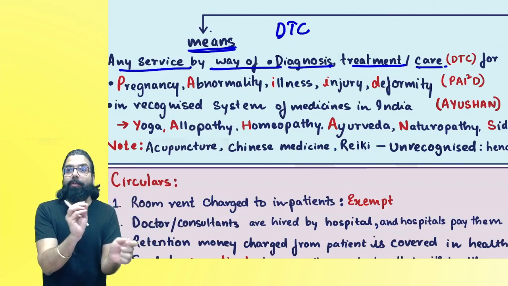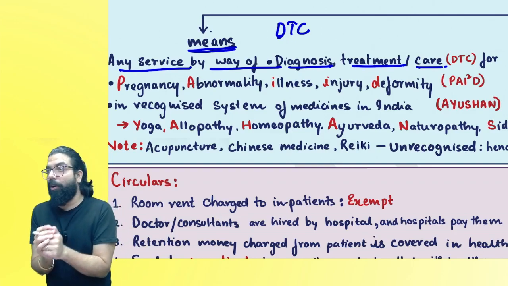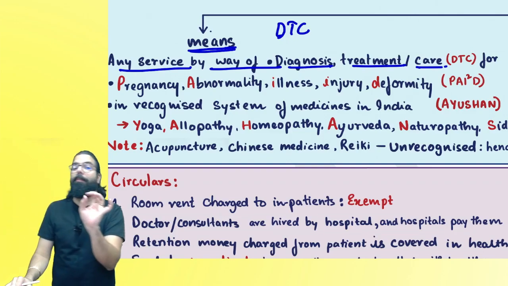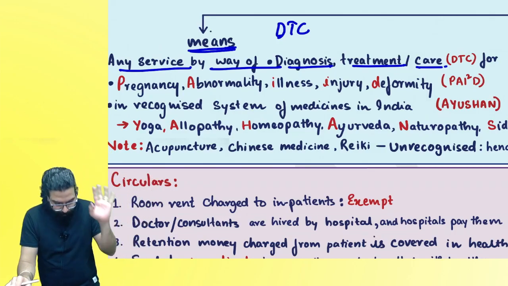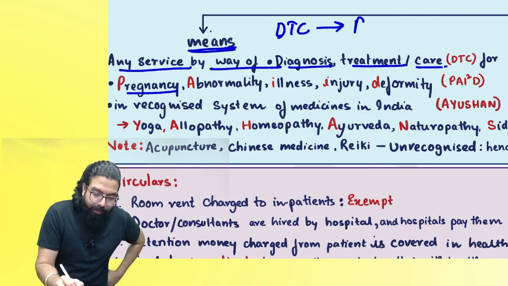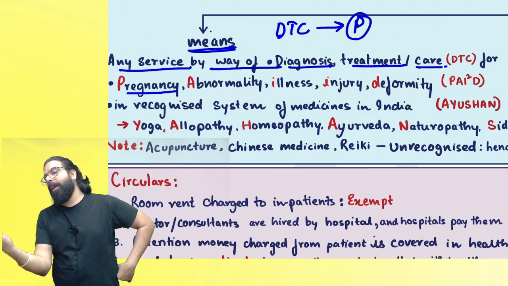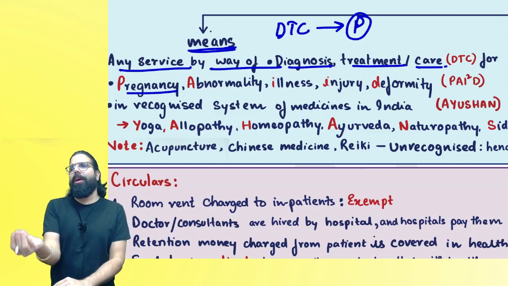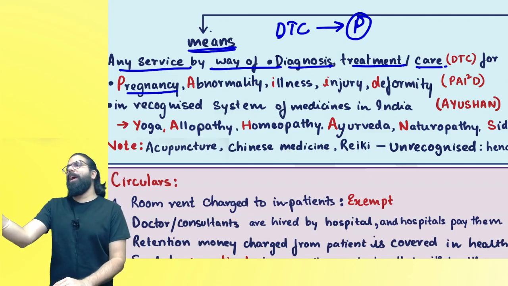Care will be taken, the nurse will come, they will put the thermometer, correct or not, everyone? So care will also be done. Diagnosis, treatment and care, all the three are covered. Are we clear, everyone? In relation to pregnancy, first the pregnancy was discovered, then some treatment was done, and then care was taken, all the three are covered.